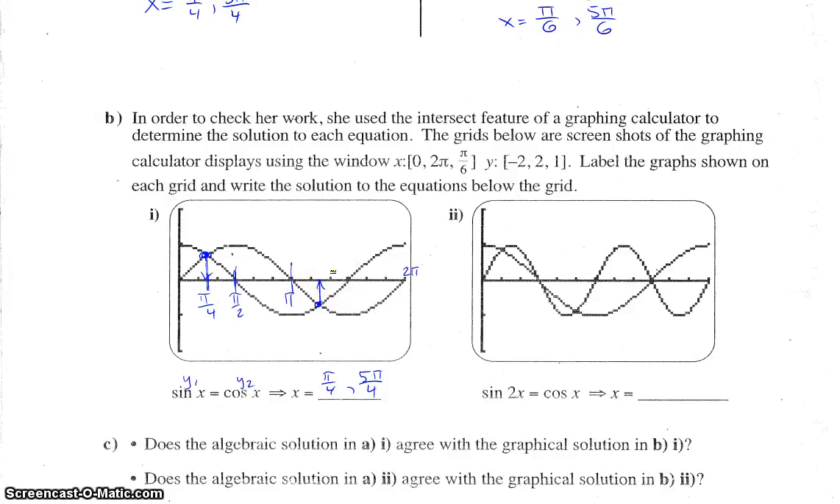Okay, welcome back, part two. So let's take a look at the second graph. They want us to write down where sine 2x, which is one of these graphs, equals the other one. So again, that's looking at where they cross, their intersections. Okay, and it appears that we have those four intersections, so just kind of estimating those from the graph.